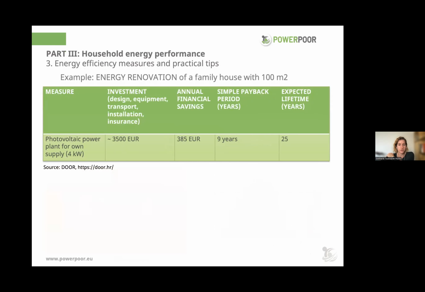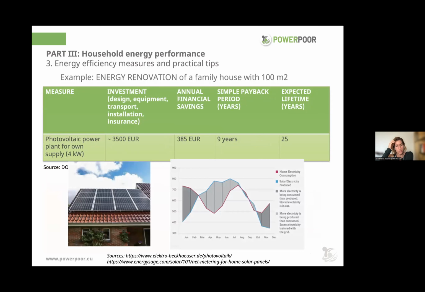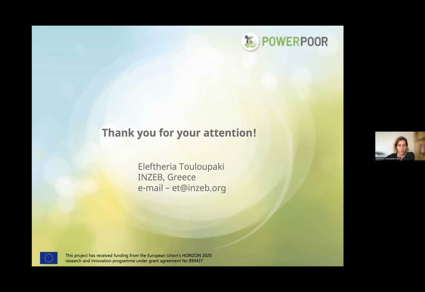And of course, we can also propose a PV plant for own supply with net metering. For example, a 4 kilowatt-hour plant could have an initial cost of 3,500 euros and could have a simple payback period of 9 years and an expected lifetime of 25 years. That's all from my side. I'm available for questions if you have some.